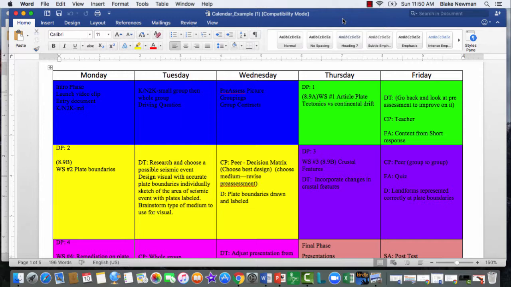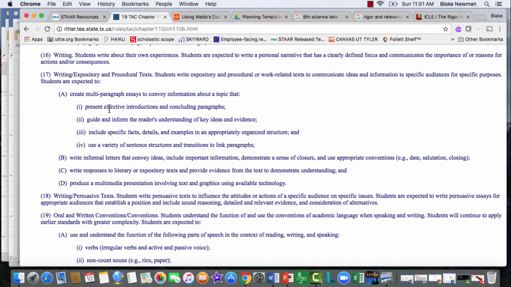Your kids that are below level, you're trying to bring on level. Your kids that are on level, you want to stretch more. And those kids that are already above level, how are you going to stretch them even more as well? So, you have your workshop, expository and procedural texts.